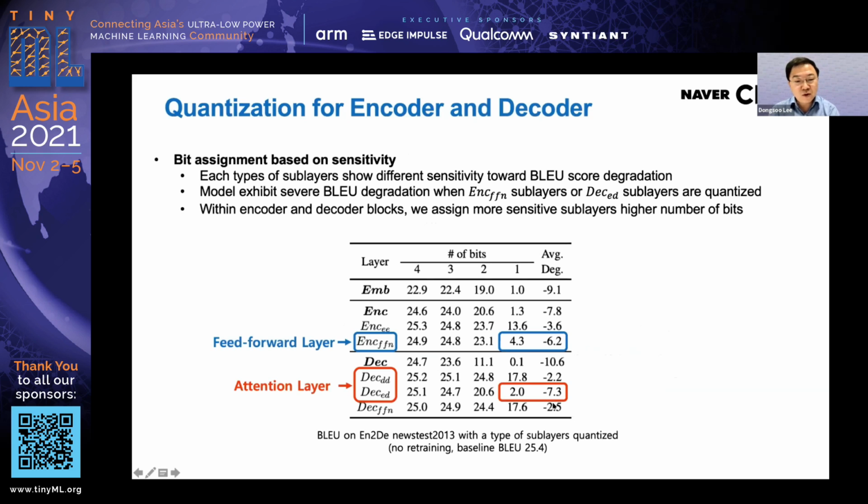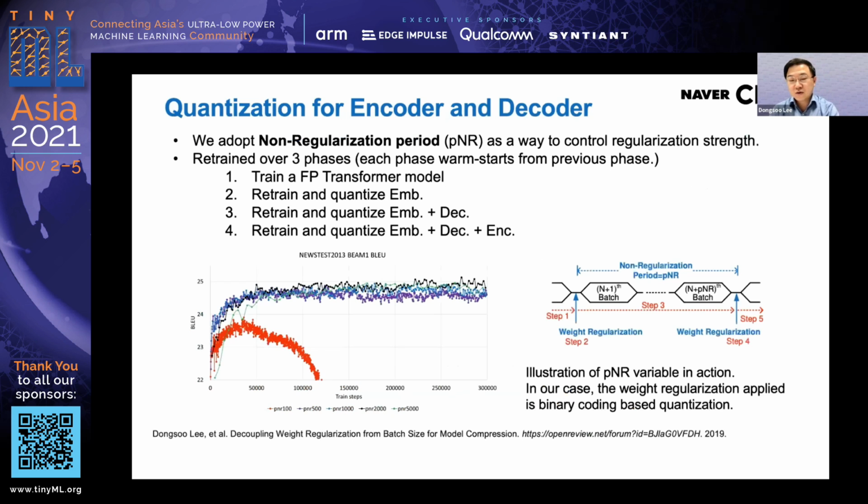So in this table, what we can see is that the feed-forward layer in the encoder and especially the cross-attention layer in the decoder are quite sensitive. So we have to pay more attention to those sublayers, and we may need to assign more quantization bits for those sublayers.